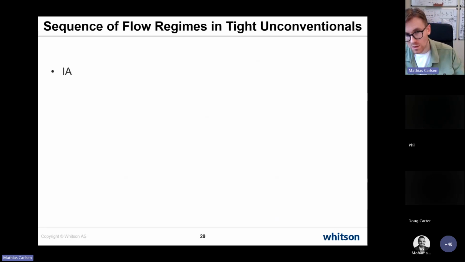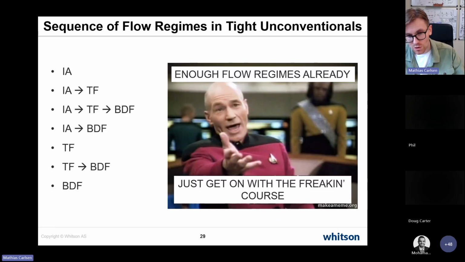Okay, so these sequences are basically the different ones that you could have. I would say a few of them are less common than others, but at least these are the different kinds of sequences of flow regimes you can see in these type of equations.